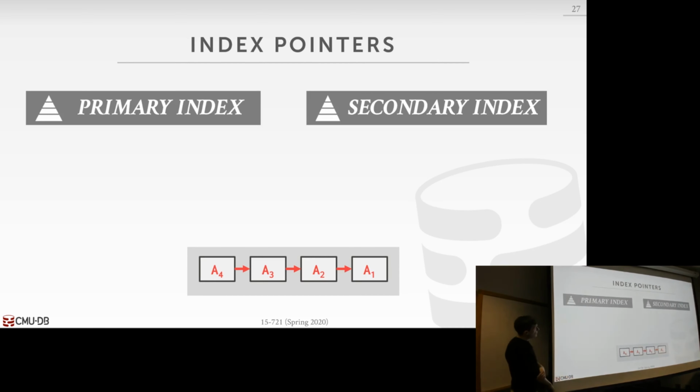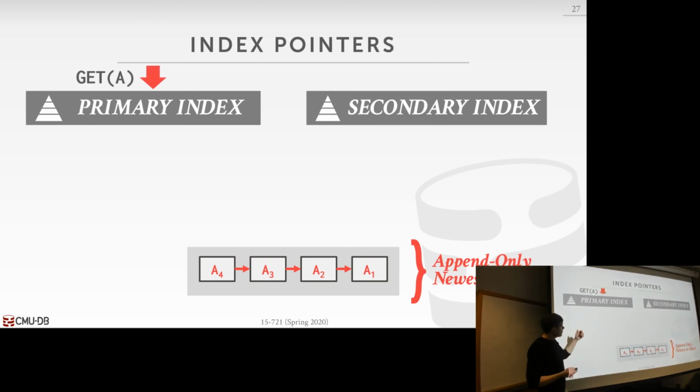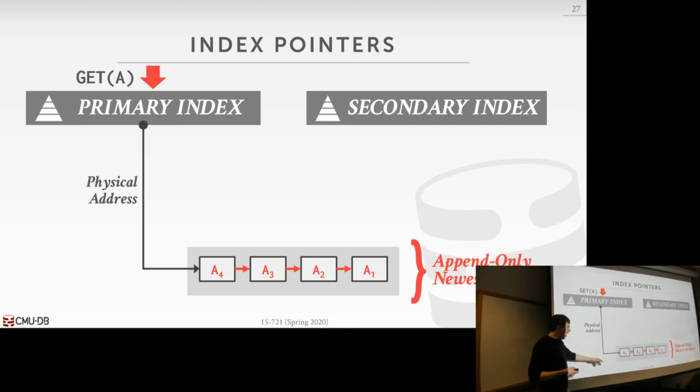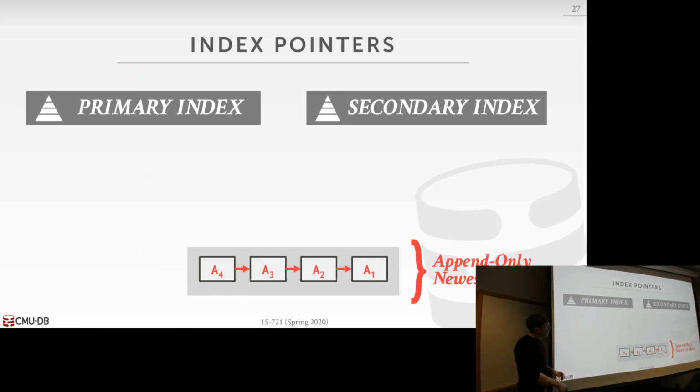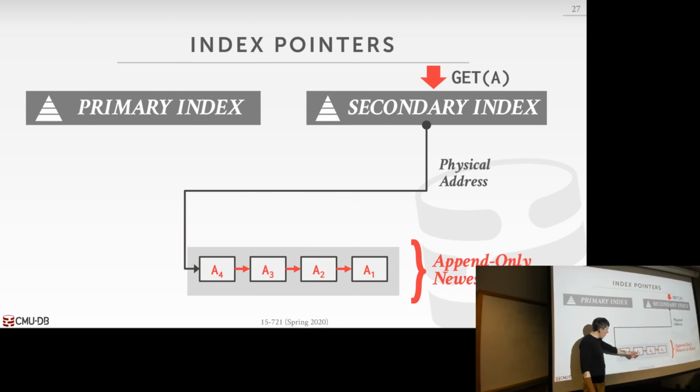So let's look at this visually. Assume we're using append-only storage, newest to oldest. We do a lookup on key A in the primary index. Again, the primary index always points to the physical version. No problem. We can just jump here and then scan along to find the version we're looking for. The secondary index, if it's using a physical pointer, is the same thing. You land here and scan along.